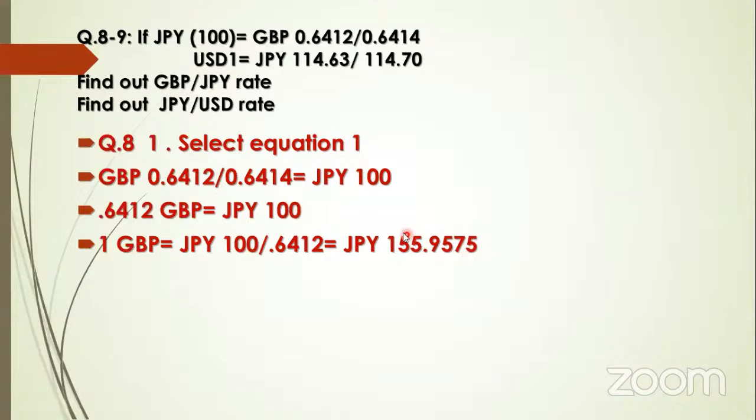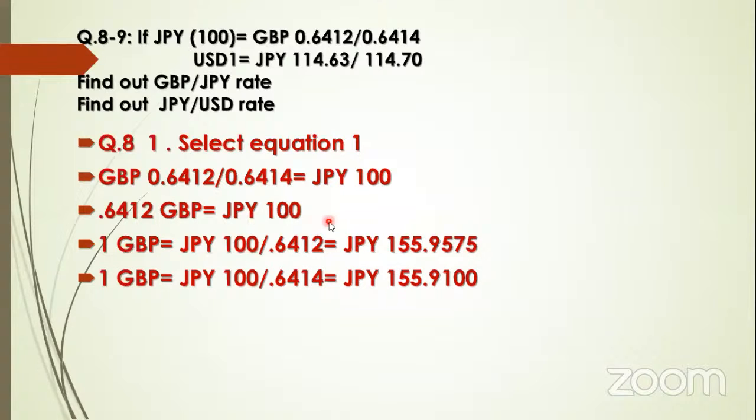For the next one, you have to divide by the next rate. Japanese yen 100 divided by 0.6414. This side also you have to divide by this. You will get 155.9100. Okay. Now there are two values.